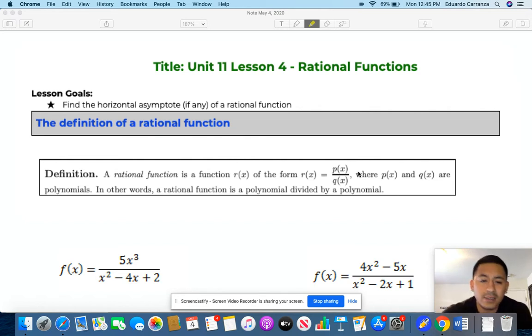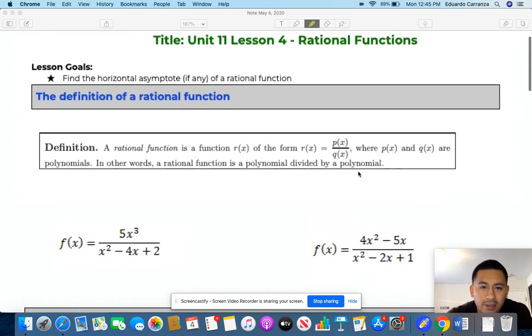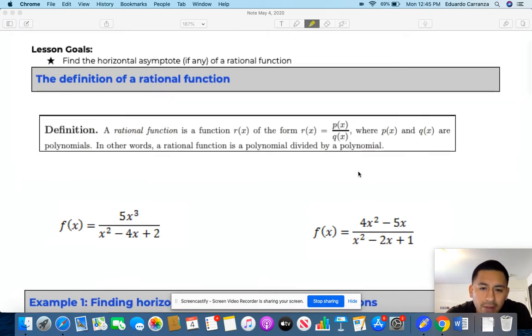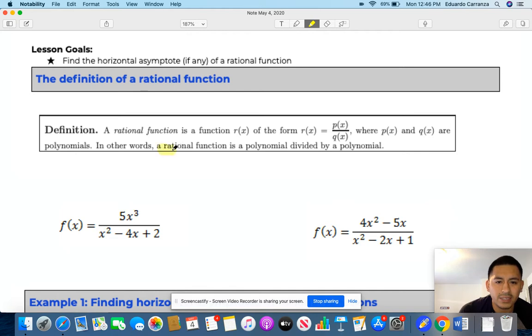Okay, and so to get us started, we're gonna start with the definition for a rational function, right? So let's say that we have some rational function r of x, which is equal to p of x divided by q of x. P of x and q of x are going to be polynomials. So, in other words, a rational function is really just a polynomial divided by another polynomial.